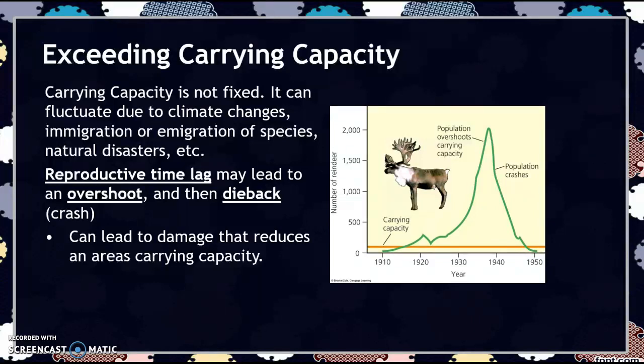Because of this, there's something called reproductive lag time, where all of a sudden we have this new resource that's available, so our population goes crazy. So in this case, we have our reindeer. Our population, something happened here-ish that made resources much more available. And all of a sudden there was this boom in my reindeer population. However, that resource that was super abundant is now being eaten by all of these reindeer, so our population crashes. Once we have this overshoot, which is this high increase above carrying capacity, we often have dieback or a crash, which again is this drop.